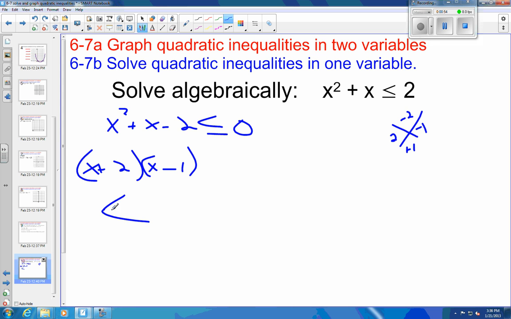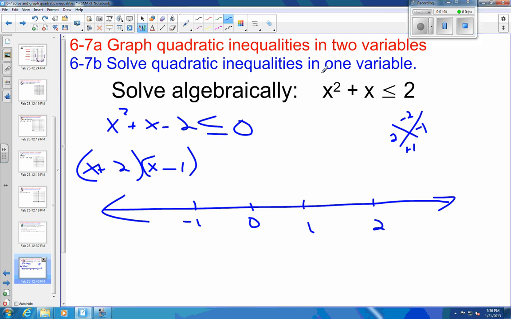And I am going to grab a number line, but only a number line. And so I've got negative 1, I've got 0, I've got 1, and I've got 2. And I know I've got something going on at the negative 1, and I know I've got something going on at the 2. I am equal to those, so they are solid dots. And then I just don't know where I'm shading. I don't know if I'm shading between them or outside them, so I've got to test the 3 different parts.